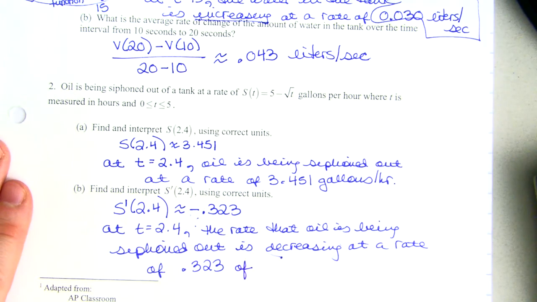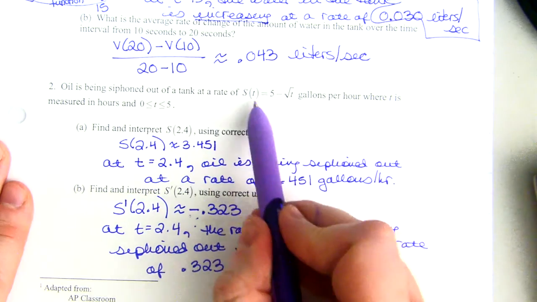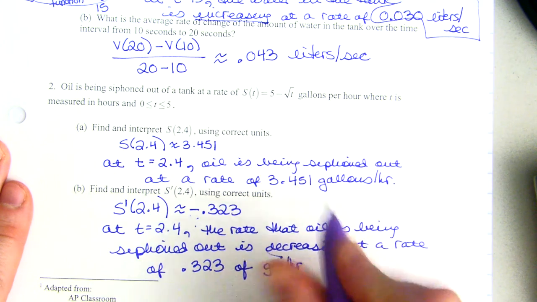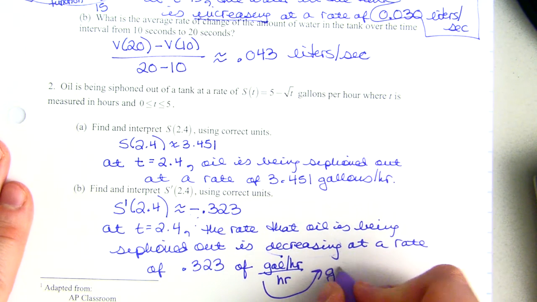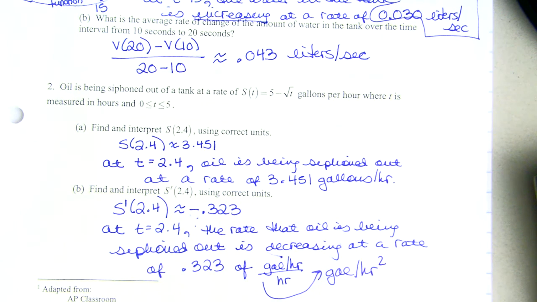The units of a derivative are the units of the original divided by the units of your independent variable. So the units are going to be gallons per hour, because that was the unit of S, divided by the units of T, gallons per hour per hour. The better way to say this, and you've seen this if you're taking physics, we're just going to say gallons per hour squared. This is not the rate that oil is leaving the tank. This is the rate of change of the rate that oil is leaving the tank.